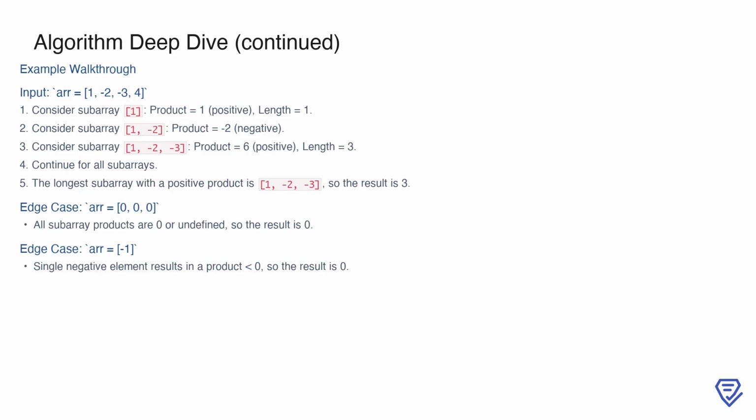Now, consider an edge case. If the array is 0, 0, 0, all subarray products are 0 or undefined, so the result is 0. Another edge case is a single element array like -1. Since the product is negative, the result is 0. These examples illustrate how the brute force approach handles a variety of scenarios.